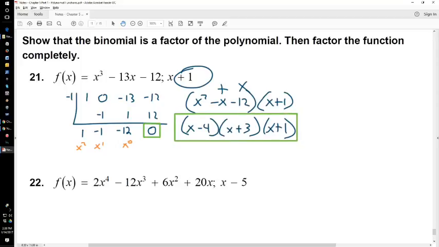I believe all of these are factorable. I haven't tested it in a while, but I'm pretty sure they are. But go from there. See what you can do. But otherwise, let's keep moving.